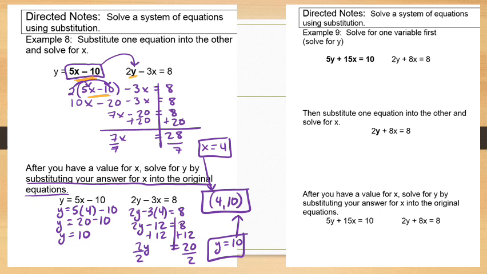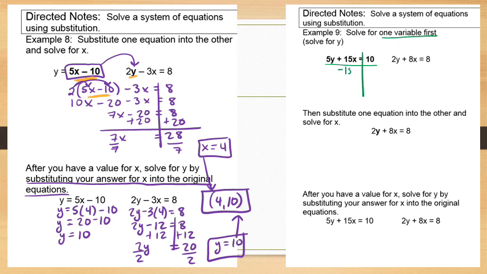And finally here, we have one last problem where we're going to be solving the system of equations again, but now we are solving for one variable first. So you'll notice I'm going to take this first equation right here and actually solve it for y. So I'm going to need to rewrite it a little bit.